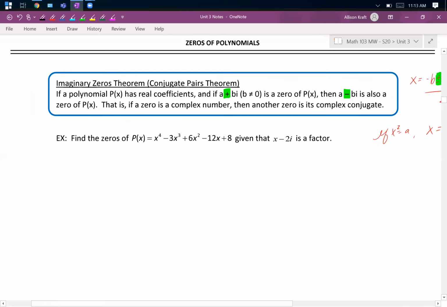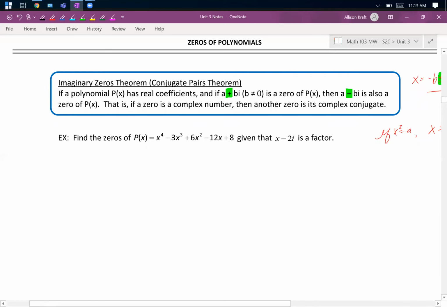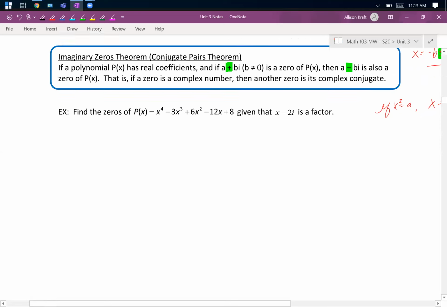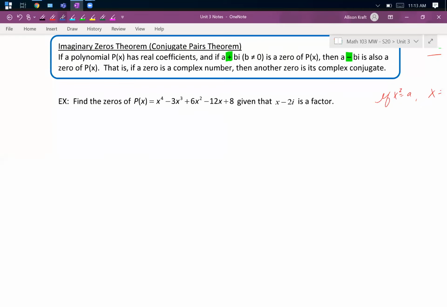That being said, let's find the zeros of p of x equals x to the fourth minus 3x to the third plus 6x squared minus 12x plus 8, given that x minus 2i is a factor. This problem is long, so don't write big.